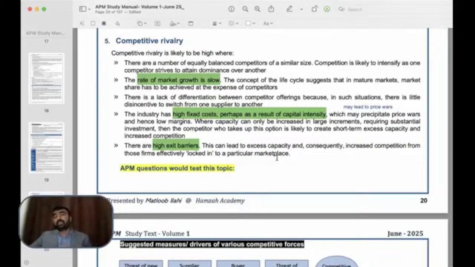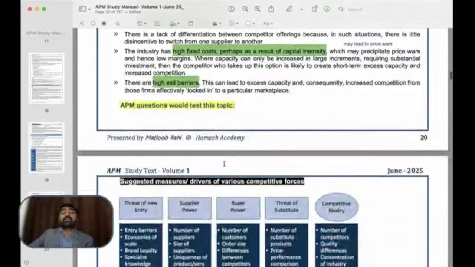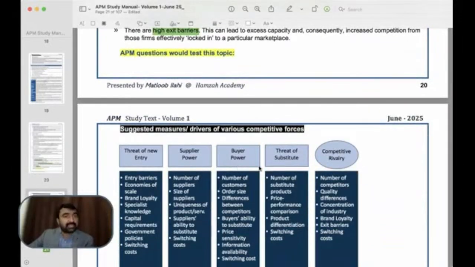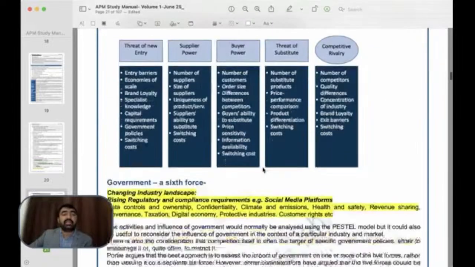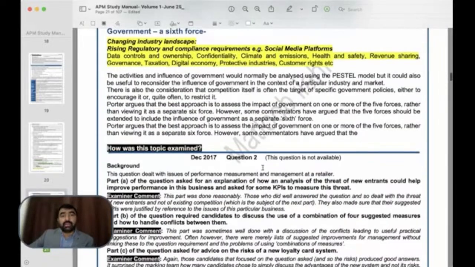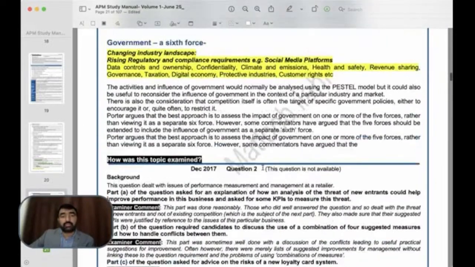Okay, so these are the five forces that affect the competition in an industry or the market. Now we can discuss how this paper has been tested in the past papers. If we look at the past paper, this topic has been tested, I think, 2 or 3 times. And let me have a look at the past paper, recent one.